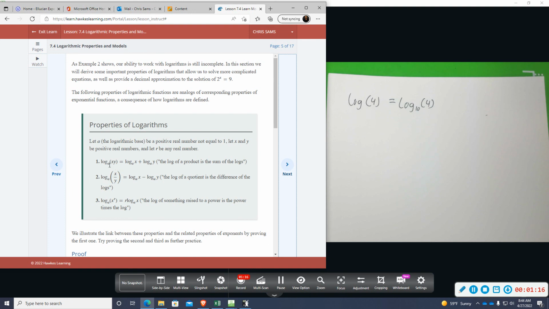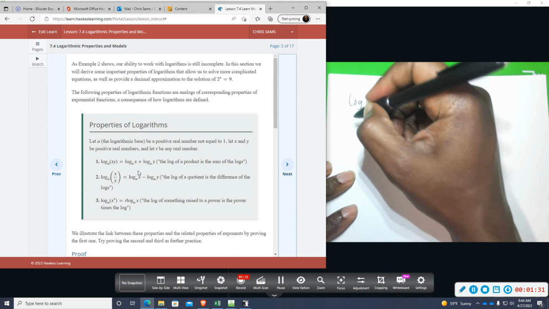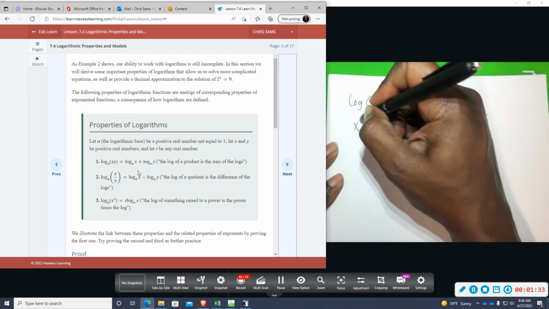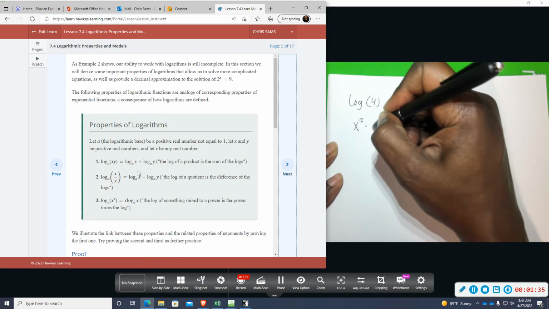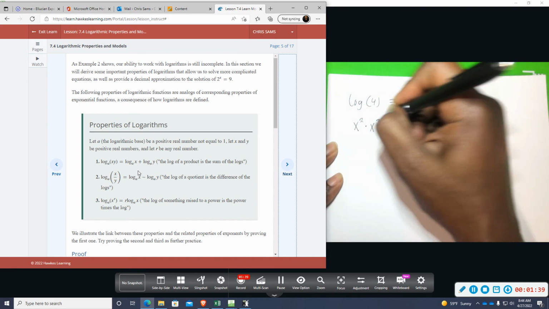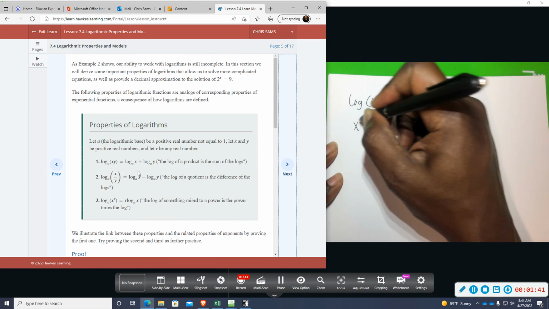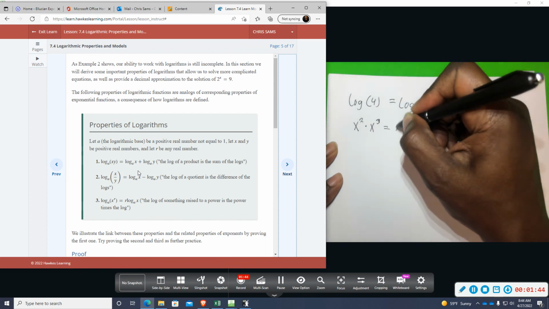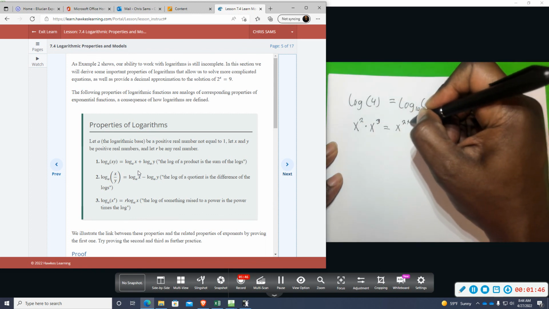So if you have multiplication inside of your log, you can separate them or extend this and write two separate logs as addition. So it's kind of like the property of exponents. So you know how if you have like x squared times x to the third, okay, property of exponent says you would add those. When you multiply, you add. So this becomes x to the 2 plus 3.